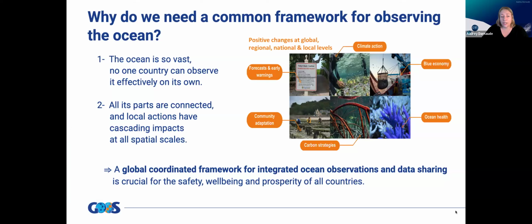As you know, understanding changes in the ocean is key to plan how to make positive changes at global, regional, national, and local levels, be it for climate action, blue economy development, ocean health conservation and carbon strategies, community adaptation, or weather forecast and early warnings. Yet the ocean is so vast, no one country can observe it effectively on its own. And moreover, all its parts are interconnected by currents, gravity, or just the movement of species. So local actions have cascading impacts at all scales through changes in both ocean physics and biodiversity, leading to changes in ocean services. And that is why a global coordinated framework for integrated ocean observation and data sharing is crucial for the safety, well-being, and prosperity of all countries. Next, please.